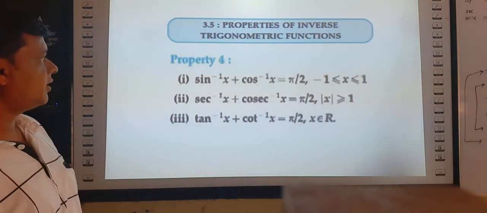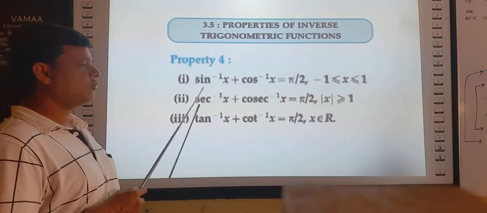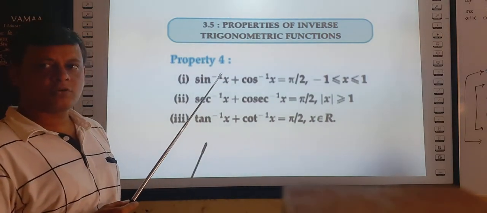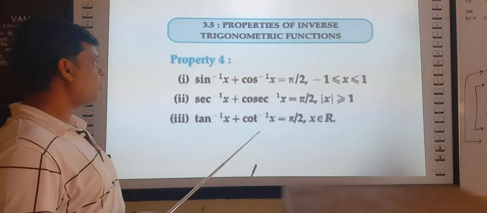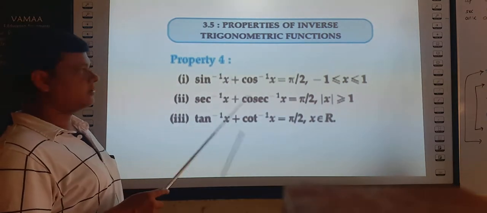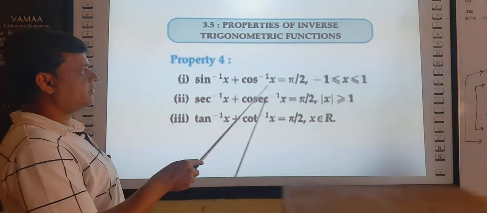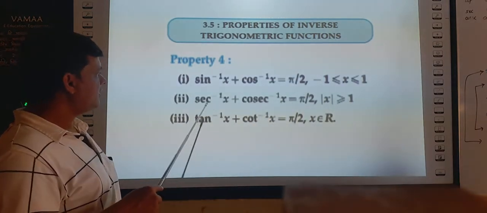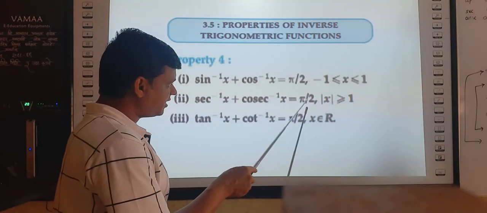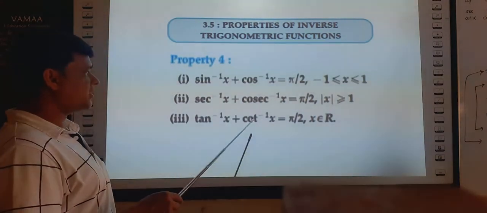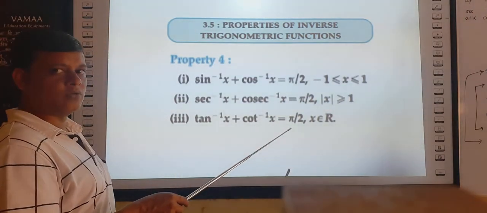Now property number 4. We know the identity sin inverse x plus cos inverse x equals pi by 2. These are the properties for sin inverse. So sin inverse x plus cos inverse x is pi by 2. Sec inverse x plus cosec inverse x equals pi by 2. Tan inverse x plus cot inverse x equals pi by 2.